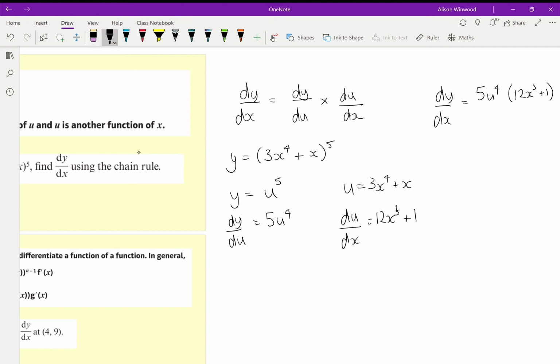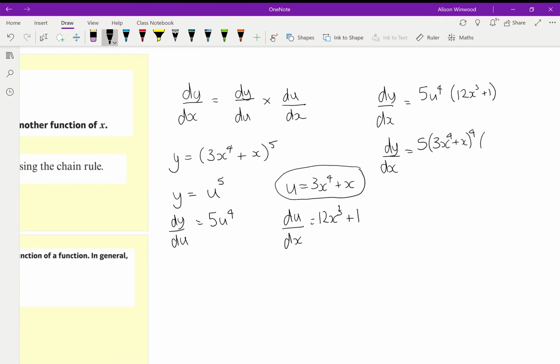However, our original function didn't have a u in it, so our derivative can't have a u in it, so we need to substitute back in u in terms of x. So dy by dx is 5 times u, which is our bracket, multiplied by 12x^3 + 1.